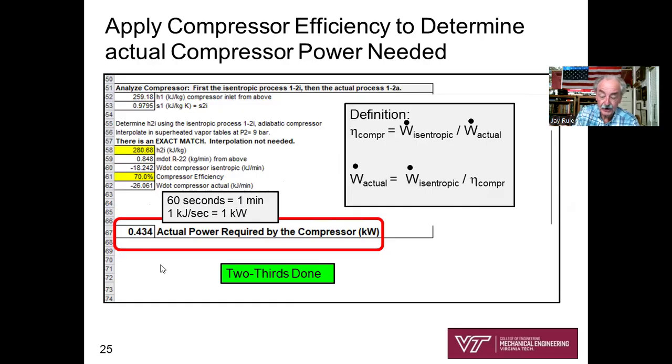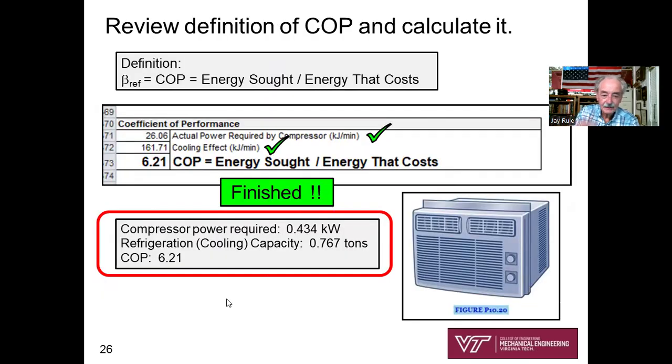Now the third part, coefficient of performance. We've just about finished it. All we've got to do is remember the definition of the coefficient of performance. It's the energy sought over the energy that costs. We've got both of those already. The energy sought, cooling effect, 161.71 kilojoules per minute. The energy that costs, the electric power needed to run the compressor, 26.06 kilojoules per minute. So that's energy sought over the energy it cost, 6.21. So the coefficient of performance of this air conditioner is 6.21.